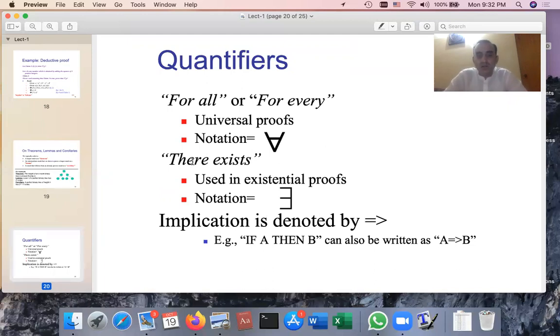We have this small phrase as a part of different theoretical statements. It can come in different theoretical statements. So we can represent there exists with this notation.